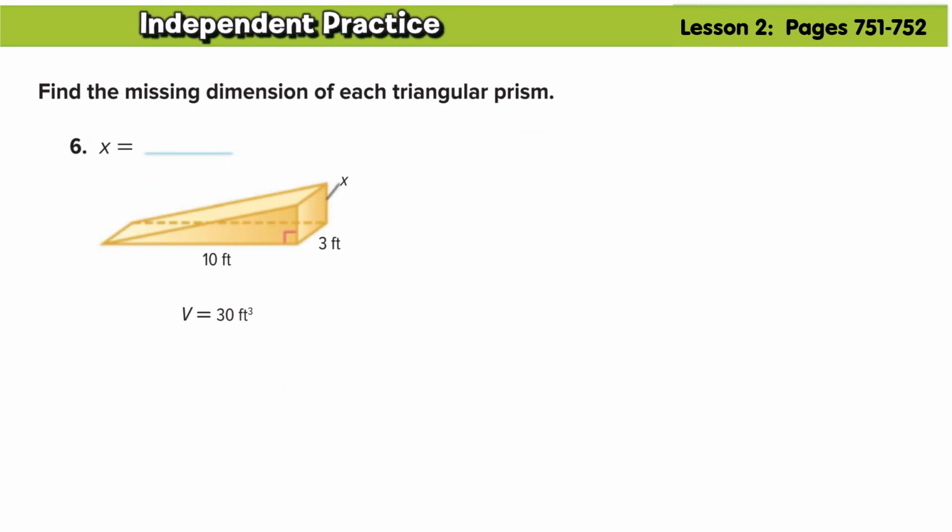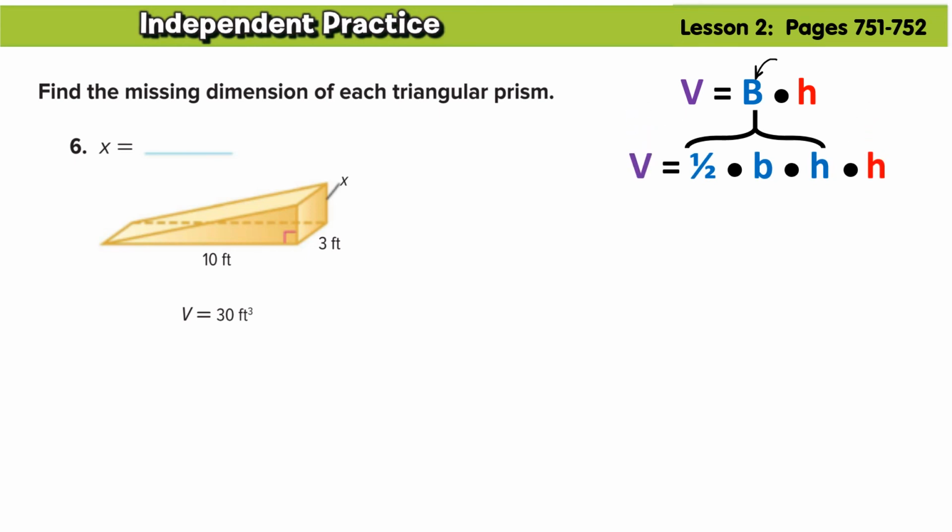Question number 6. Find the missing dimension of each triangular prism. So the volume equals the area of the base, in this case a triangle, times the height. This means we use the formula for the area of a triangle times the height to get our volume. They tell us here that the volume is 30 feet cubed.